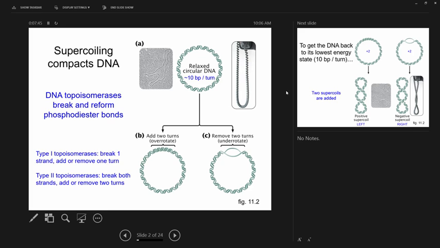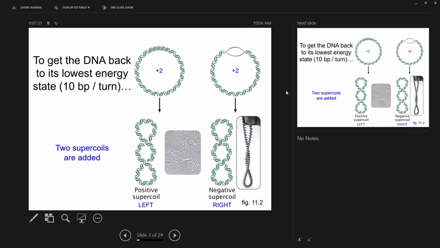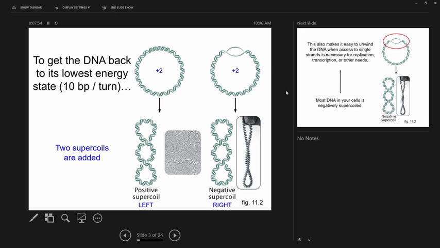But the ends are joined, so it's not like holding a phone cord up like this and letting it unwind by itself. What happens is you get supercoiling. So you get supercoiling in a direction that's opposite of the coiling. So like with the phone, you get some coils here, right? So two supercoils are added. So if you turn DNA two turns to the right, the supercoils are turns to the left. It's opposite, so it undoes it.